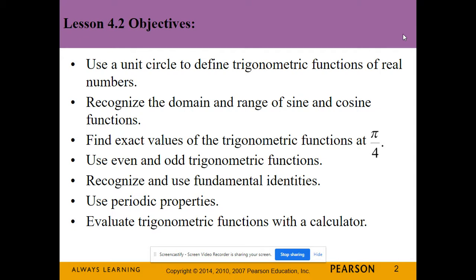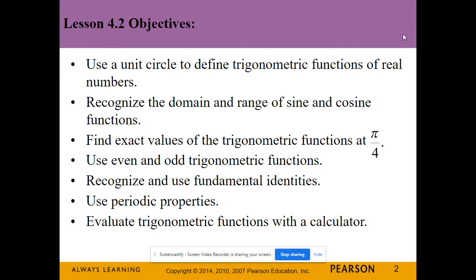We're going to use a unit circle to define trigonometric functions of real numbers. We're going to recognize domain and range for sine and cosine. We'll first talk about what sine and cosine are. We're going to find exact values of the trigonometric functions at pi over 4. So we're going to calculate it exactly, and then from there, moving forward, we're just going to use what we get. But I'm going to show you where that comes from. But it's not something you're going to have to do every time.